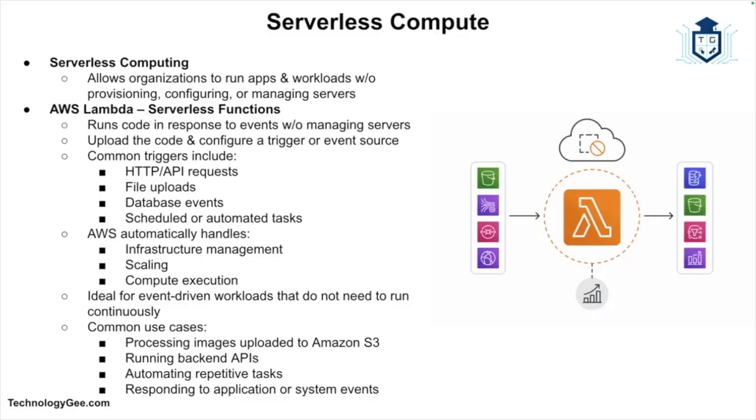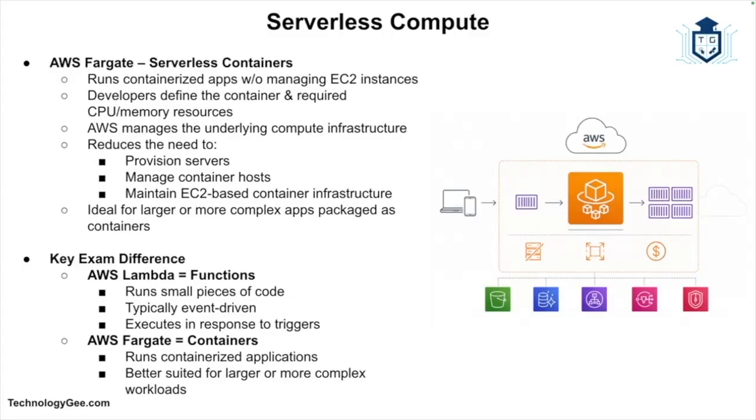And Lambda is perfect for event-driven workloads. So for example, processing images uploaded to an S3 bucket, running backend APIs, or automating tasks. Now, if your application doesn't need to run continuously and can respond to events, then Lambda is a great fit. And then there's AWS Fargate, which takes a similar approach, but for containers. So instead of managing EC2 instances to run your containers, Fargate lets you run containers without worrying about the underlying infrastructure, meaning you define your container, specify the resources it needs, and AWS handles the rest.